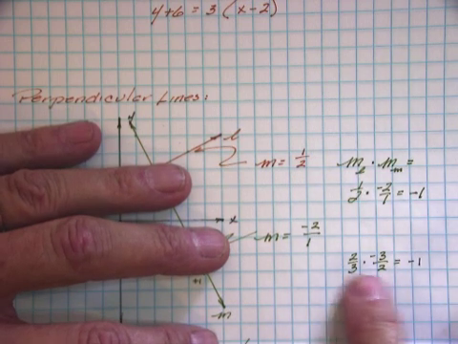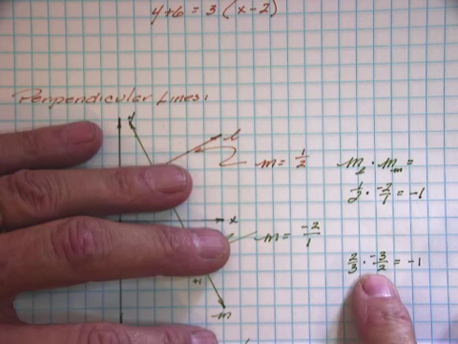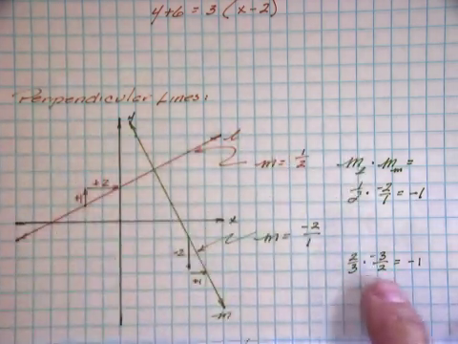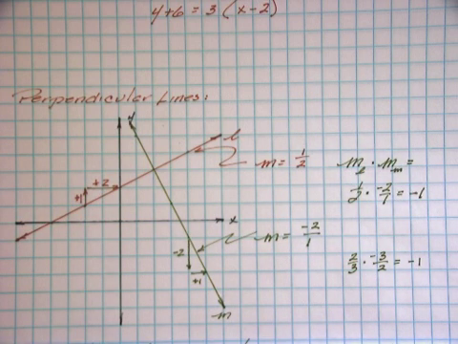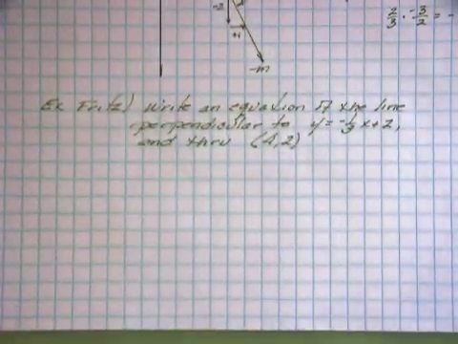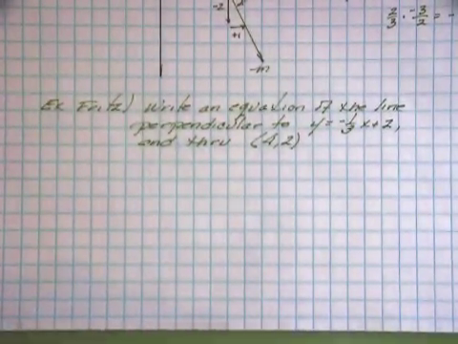Another example might be if one line had a slope of 2/3 and the second line had a slope of -3/2, that's -1. These two slopes are perpendicular to each other. They are reciprocals and they are opposites. One's positive and one's negative.